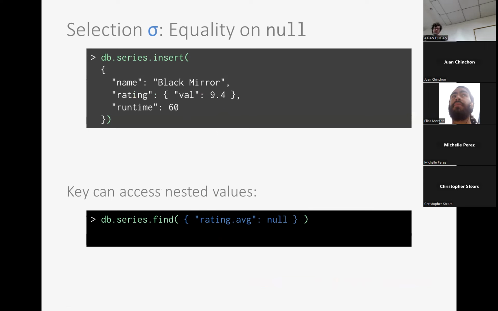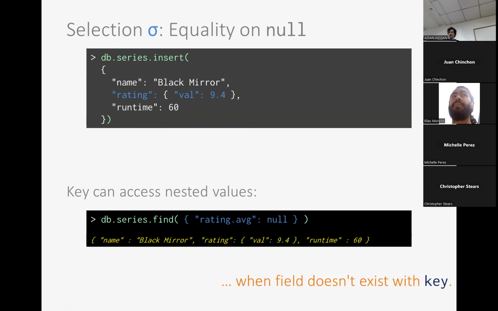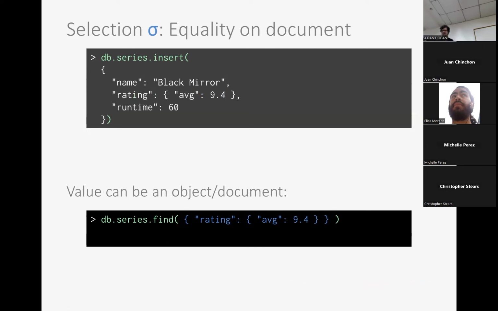which is when we don't have any key, or we have no field with that key. So essentially here we have no information about rating average. So we'll also return this document here. So it's like it not exists as well. So when the field doesn't exist with the key, we also return the null case.